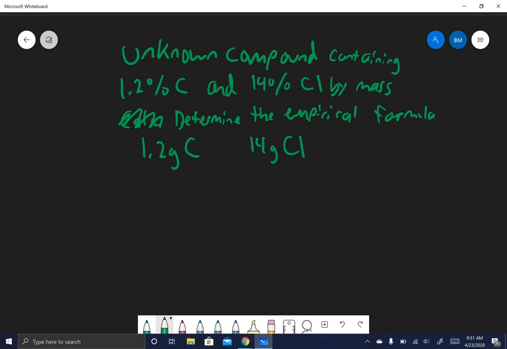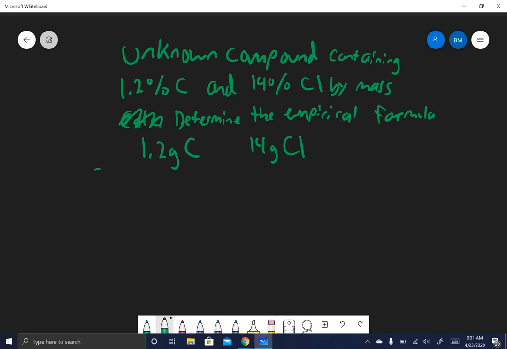And again, why can you do that? Because if you know the percentage and it doesn't give you a specific amount of the compound, we can just make up the fact that we have 100 grams. So if we have 100 grams, then I know 1.2% is 1.2 grams and 14% is 14 grams. But again, in Regents, bottom line is you're just going to ignore the percents, make them grams. Why is that helpful? Now we can convert those to moles.